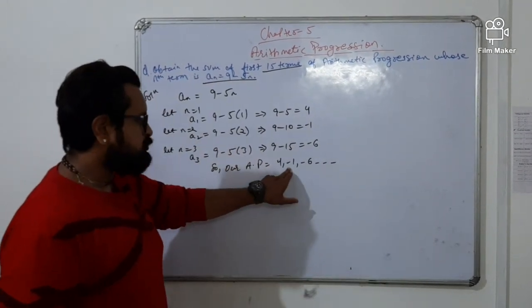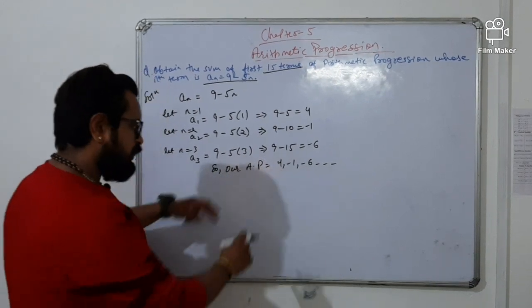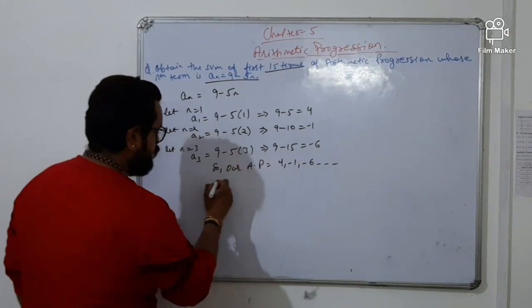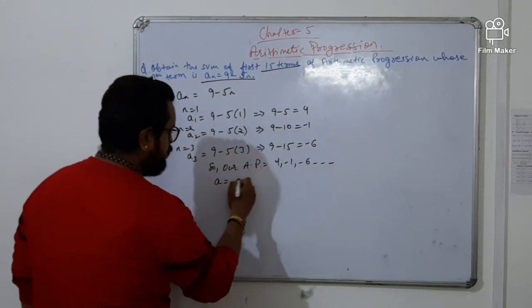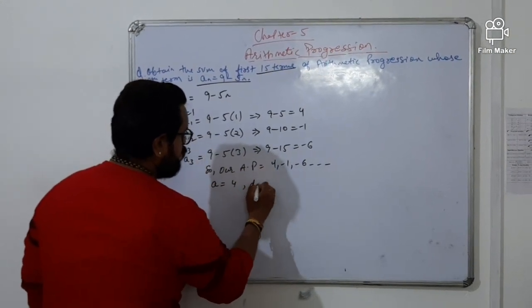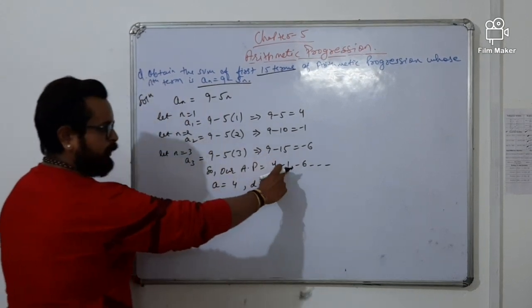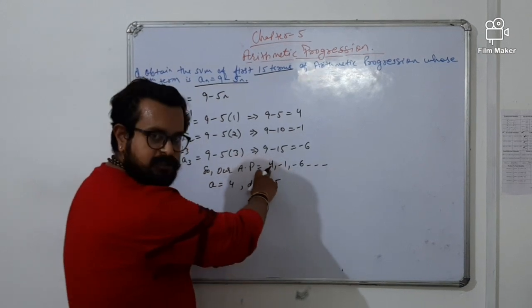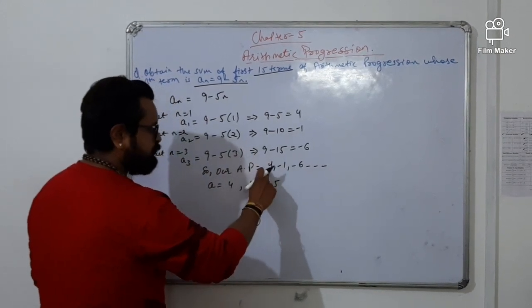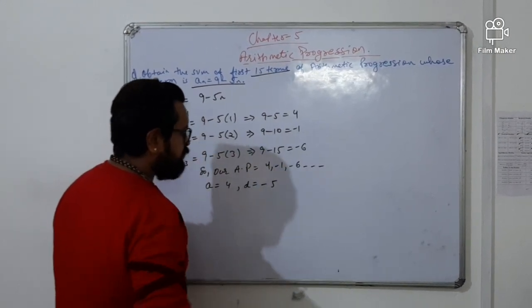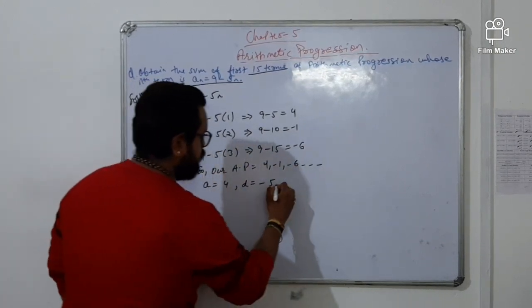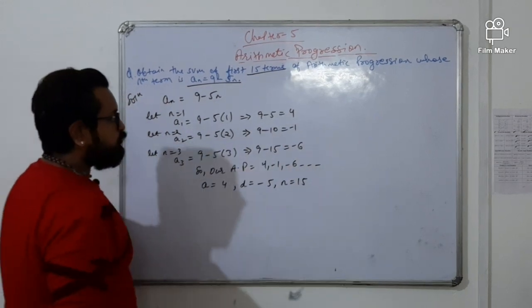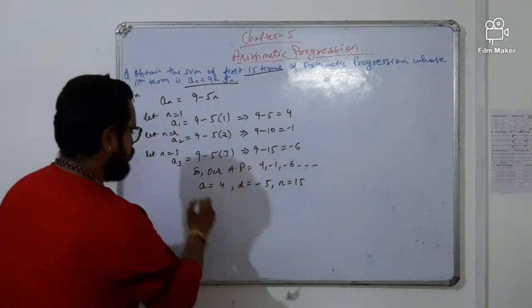Now we got our AP, and from this AP our question becomes the same as we have done. First we will find the value of A. The value of A will be 4. The value of D will be minus 5, because second term minus first term means minus 1 minus 4. So minus minus will be plus, and we will get minus 5. And for this solution we have n equal to 15. This is given here. We have to find the sum of 15 terms.